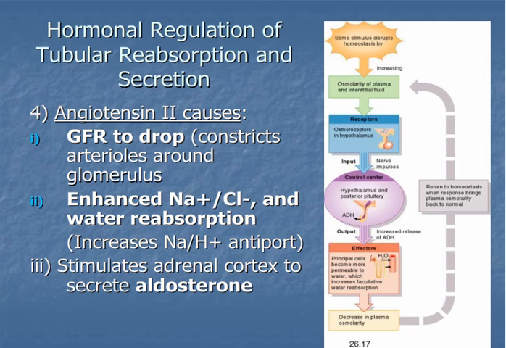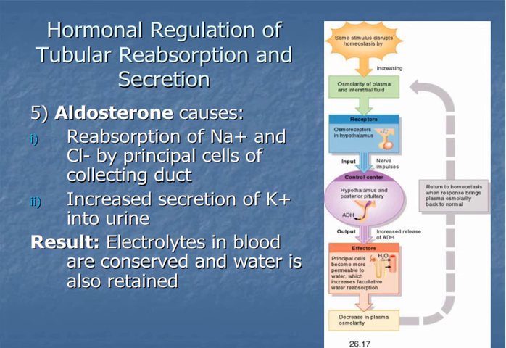And finally, aldosterone is also secreted at times of low blood pressure. It helps to reabsorb sodium and chloride by the principal cells of the collecting duct. It also helps us to increase the secretion of potassium into the urine. As a result, electrolytes are conserved, and remember, what does water do? Water tends to follow the electrolytes. And so more electrolytes reabsorbed equals more water reabsorbed, which means we're going to have a larger blood volume and a smaller urine volume.